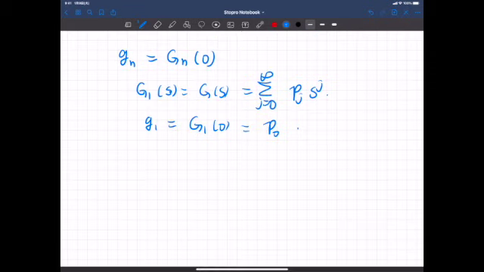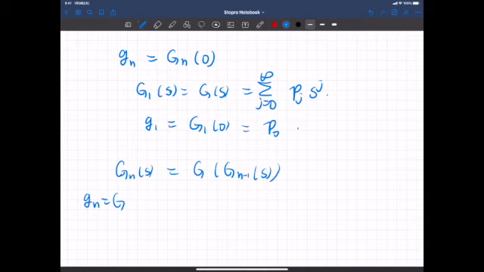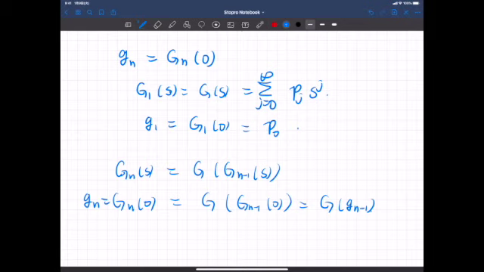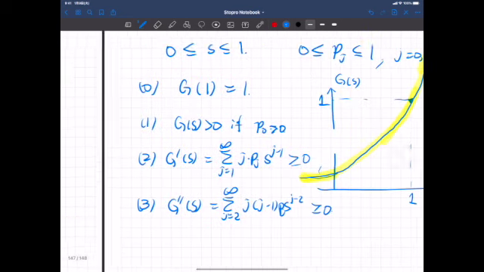And from a previous result, we know that gn of s is equal to g of gn minus 1 of s. So therefore, lowercase gn is equal to g of gn minus 1 of 0, that is g of lowercase gn minus 1. So hopefully, by exploiting the properties of this function g, we may be able to find these probabilities of extinction. So let's study those properties.